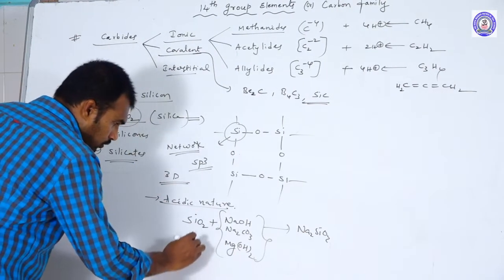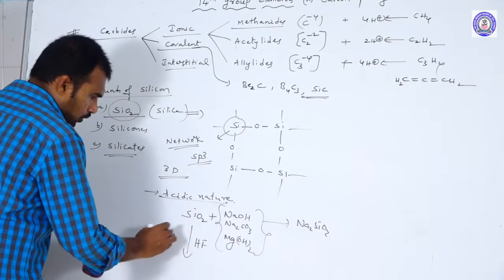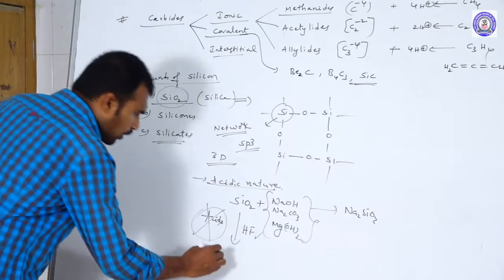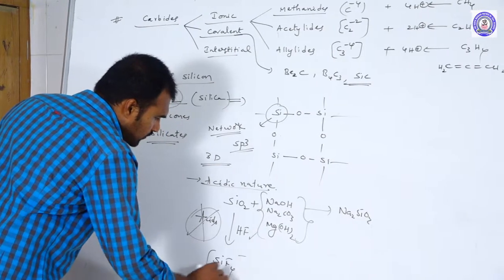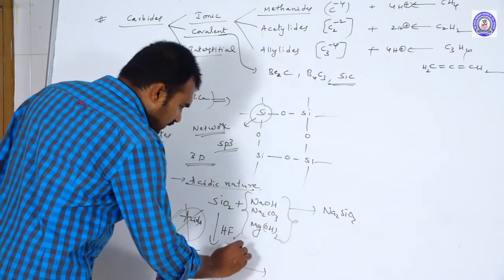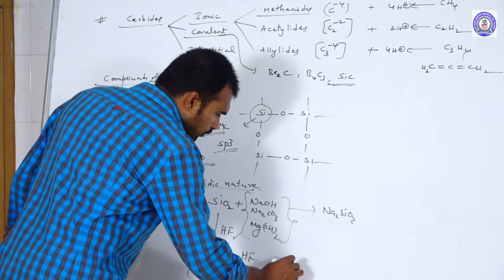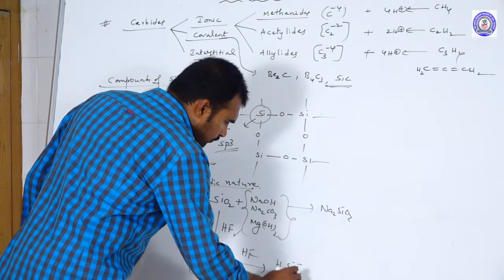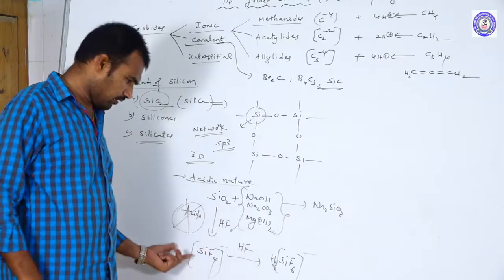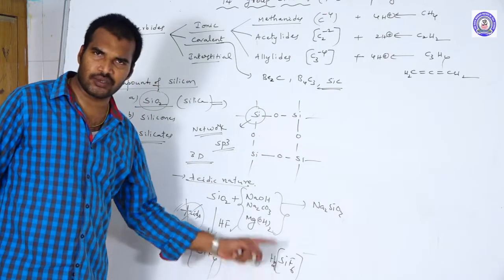And one more thing, it can also react with HF, only HF out of all acids. All acids are not reactive, only HF. It reacts with only HF and forms SiF4. If it further reacts with this HF, there is a chance of formation of H2SiF6. There is a further reaction, but of course here it will stop at SiF4.